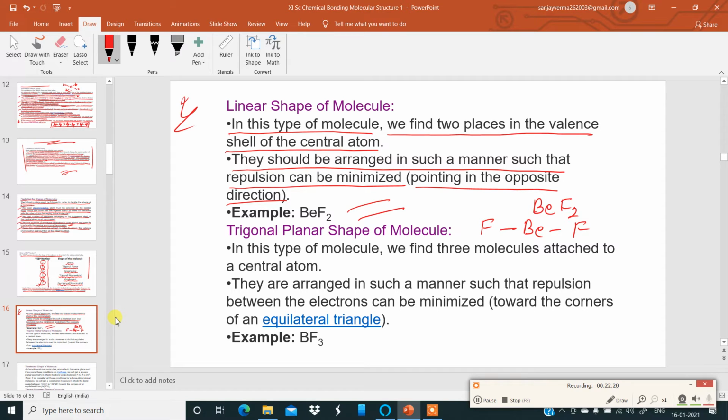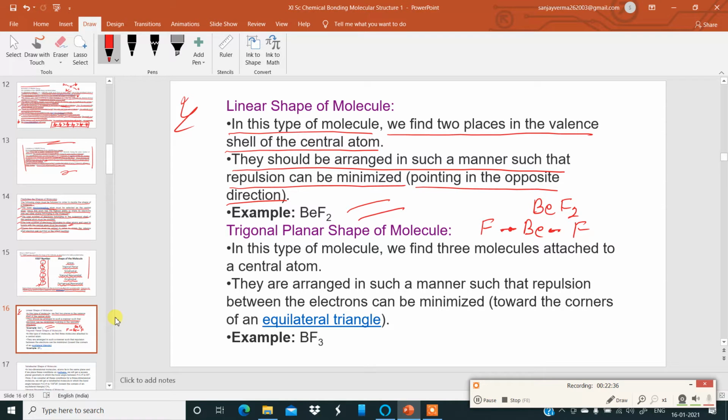So remember, hydrogen, helium, lithium, beryllium. Its atomic number is 4. Its number of electrons in the valence shell is 2. That is why it has no lone pairs. It has only bonding pairs.